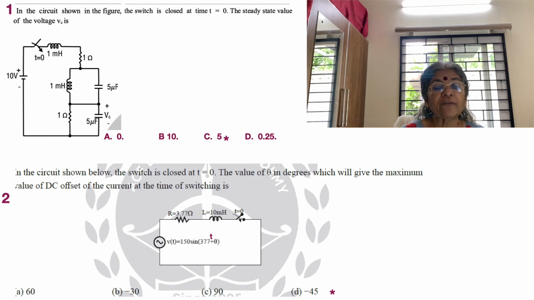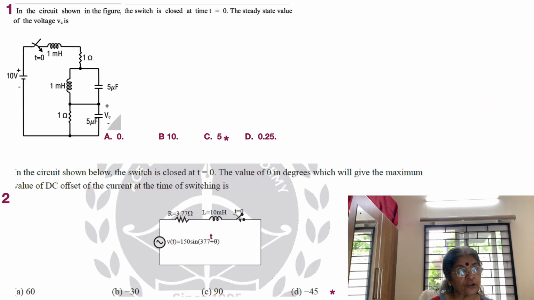In the circuit shown in the figure, the switch is closed at t equal to 0. So everything was good before. There was nothing happening because there is no input, there is no voltage trapped in the capacitor. Nothing is given. The steady state value of the voltage is asked. So once the switch closes and at steady state, the first inductor shorts out. So if a current emerges from 10 volt, then it flows through the shorted 1 millihenry. It passes on to the 1 ohm immediately afterwards.